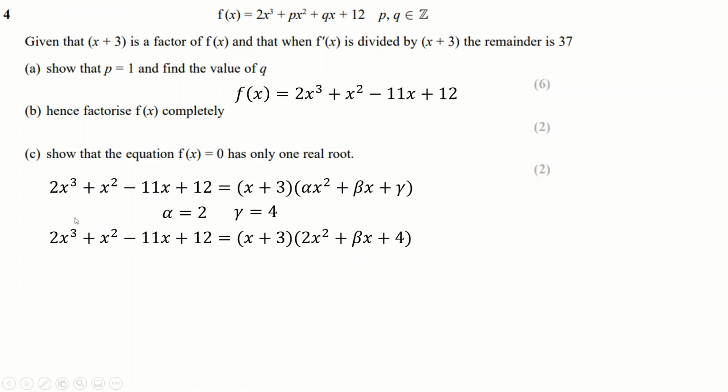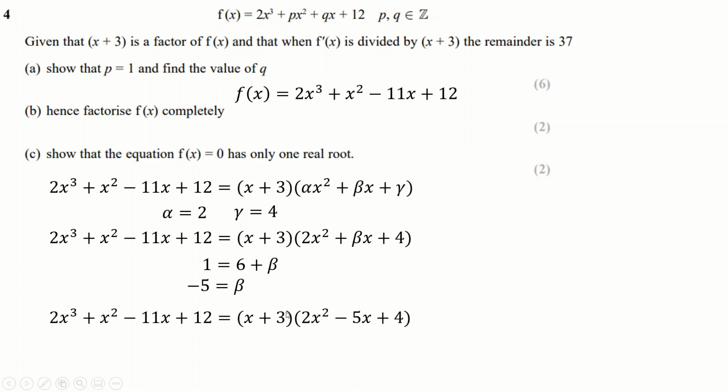How do I spot the beta? Well, over here I have 1x squared. How do I get x squareds by expanding this out? Well, I either get 6x squareds from these two, or beta x squareds from those. So 6 plus beta x squared equals 1x squared. And then so beta is minus 5. You put that in, and this is factorized with the x plus 3.